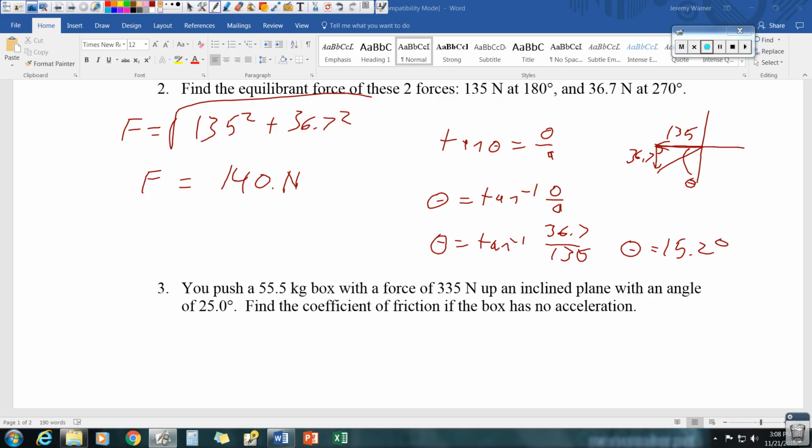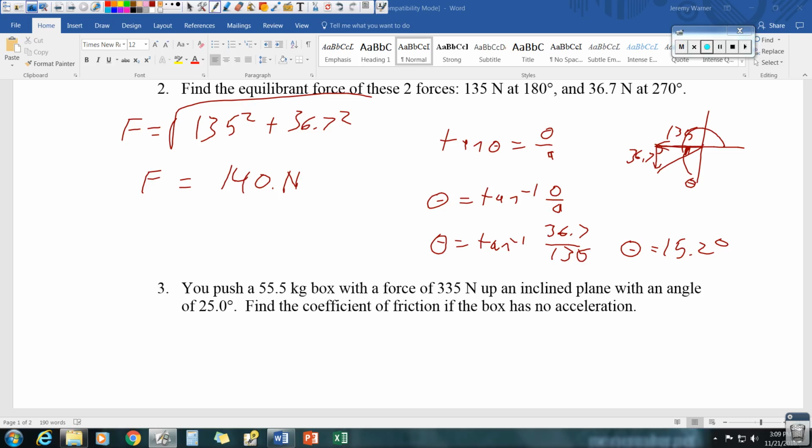Now, that's very, very close to our final answer, but it's not exactly our final answer because what we really need is the equilibrium force. Now, here's what actually happens, and this is what tricked up some of us. This 15.2 degrees is this angle right here. If we were to give that angle from the origin, of course, it would be over 180. It would be basically 195.